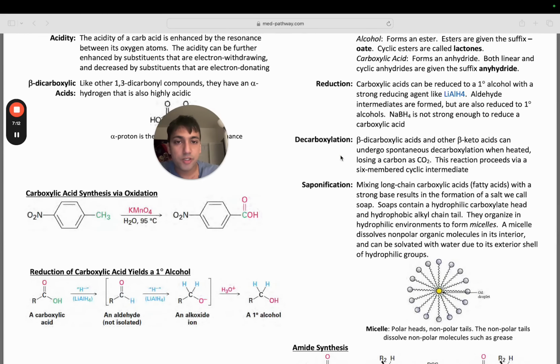Okay, we talked about reduction. Let's talk about decarboxylation. Decarboxylation is when you're losing a carbon dioxide. So I talked about dehydration reactions when you're losing a water. Decarboxylation reactions are kind of similar, where you're losing a carbon as a carbon dioxide.